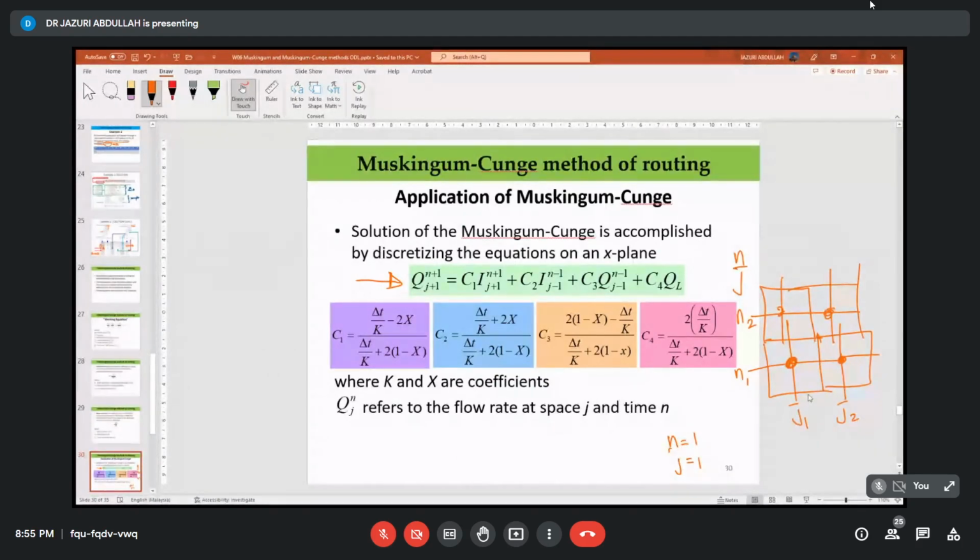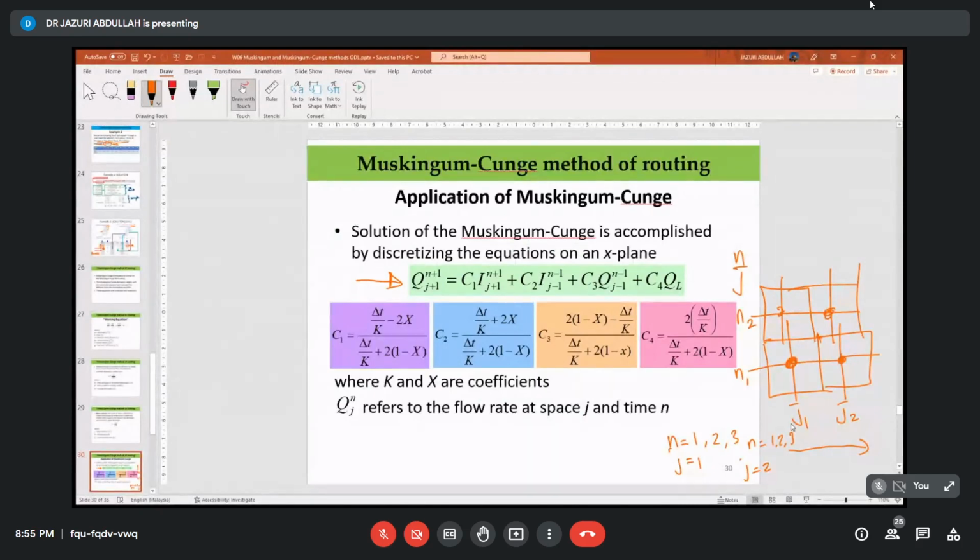So you will use moving horizontally. After J1 is finished, you go to 2, 3. After 3 is done, then you go to J equal to 2, N equal to 1, 2, 3. It is more complex, more detailed in its analysis. But you can try, no problem.